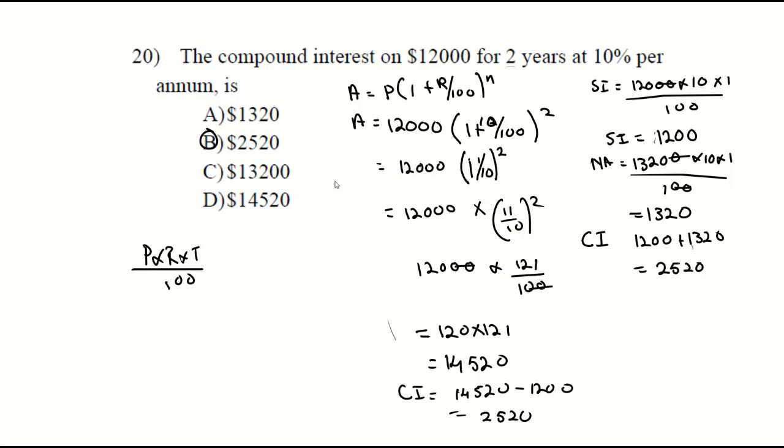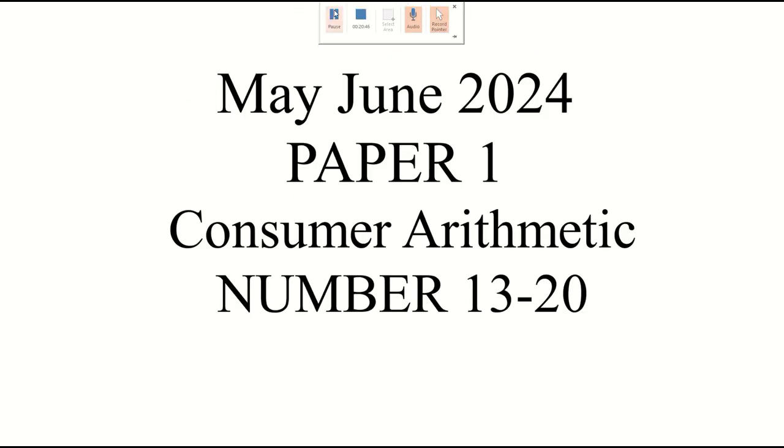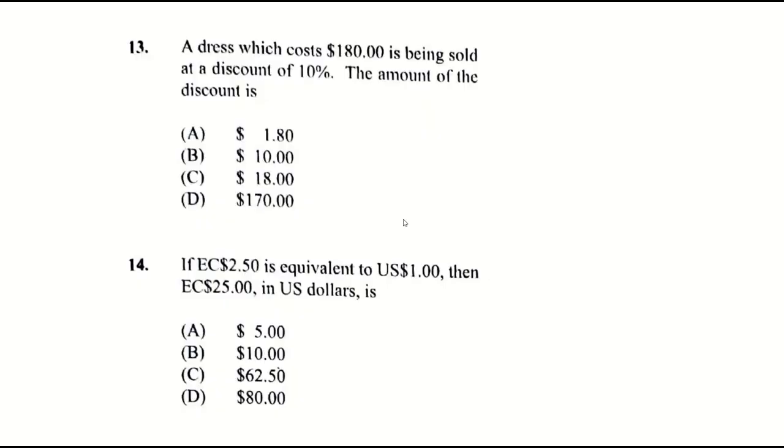Okay, so now we're going to look at May, June 2020, Paper 1, Consumer Arithmetic, and Consumer Arithmetic is number 13 to 20. Alright, so the next thing we're going to do, number 13: a dress which costs $180 is being sold at a discount of 10%. The amount of the discount is, so they want to know the discount. Let me just get my pen. My discount is 10 over 100 multiplied by 180 over 1, cross out, cross out, cross off, $18, it'll be C.